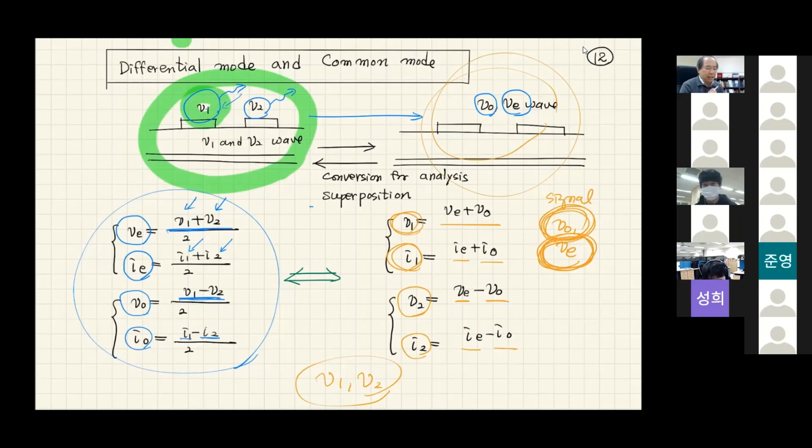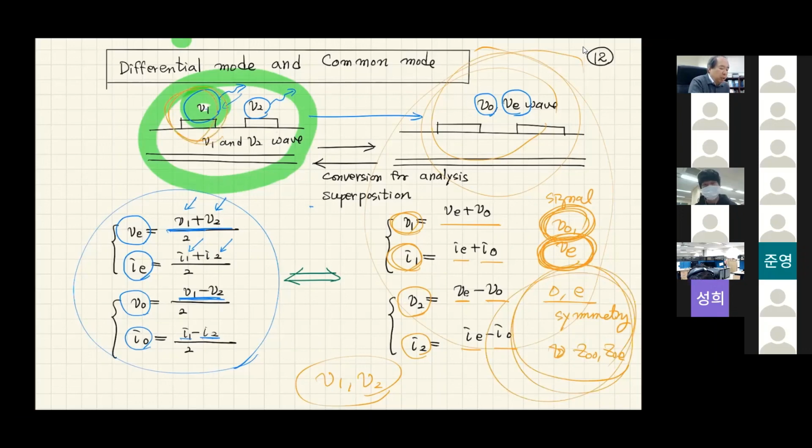What I'm saying is that odd mode and even mode are based on symmetry. The field has more symmetry and the voltage has more symmetry. Because of that, you have uniform odd mode impedance and even mode impedance. So we can apply the electromagnetic theory, but at the end, if you want to know what voltages V1 and V2 are, you can use this relationship: V1 is the addition of the even and odd mode voltage, and V2 is the even and odd mode difference. That is the beauty of this differential mode and common mode analysis.